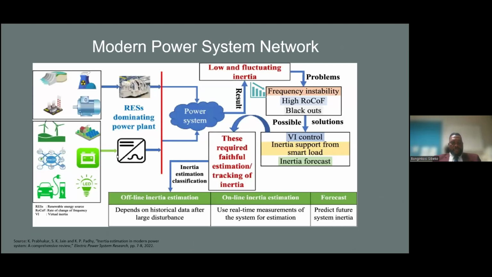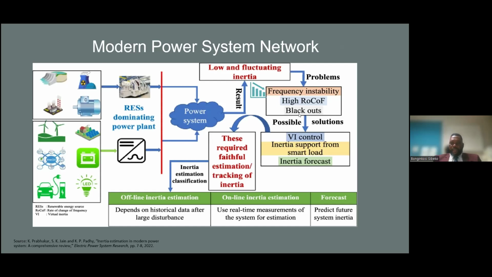I think this picture I stole from the inertia estimation in modern power systems work by Kebabaka. Generally, we have synchronous generators and a high penetration of non-synchronous generators. So the result in the power system is low and fluctuating inertia. Then the problems are frequency instability, higher RoCoF, and blackouts. Luckily in South Africa, or in Eskom, we haven't experienced a total system blackout ever since Eskom was founded.